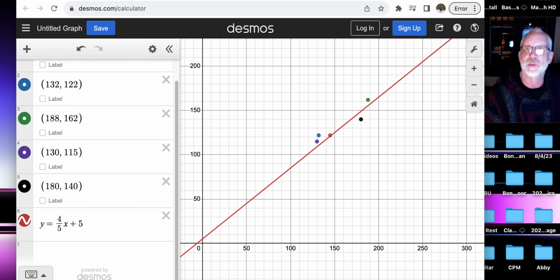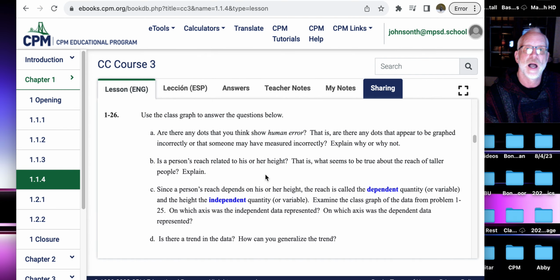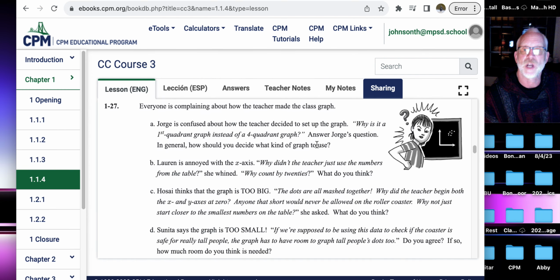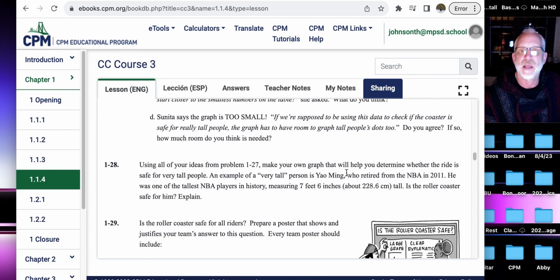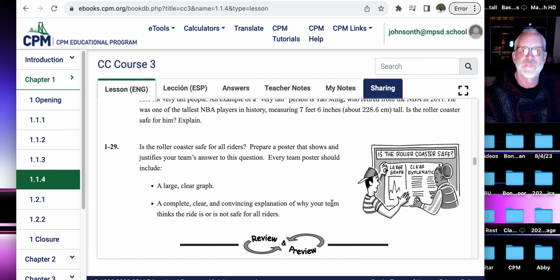Then when we get into some problems like this, we talked about quadrants, we talked about that. And then we talked about zooming in and zooming out of your graphs. Okay, we can do that. And then Yao Ming is 7'6". Would he be safe on the ride? And is the roller coaster safe for all riders? That's it. That's what we did today. And it was a lot of fun, and the kids liked using the Desmos graphing calculator.